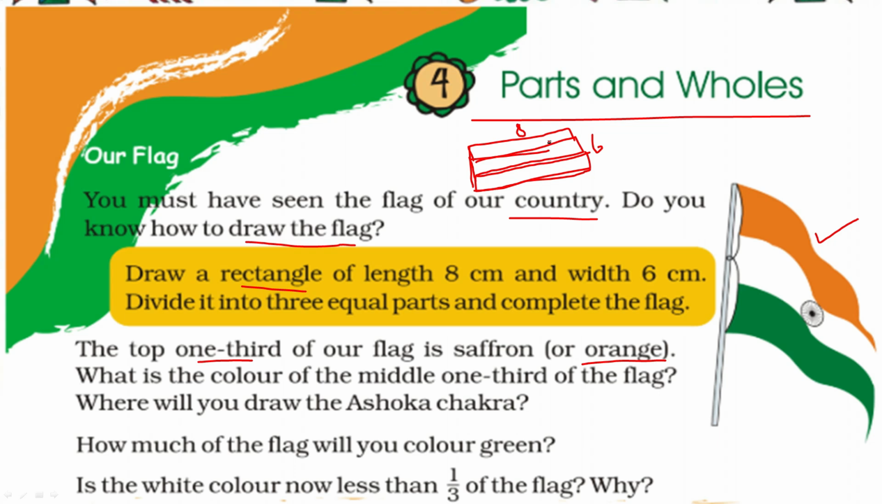The top is orange color. You can see here orange color. And what is the color of the middle 1/3 of the flag? This is 1/3, the middle of the flag. It is white in color, where you will draw the Ashoka Chakra. In the middle you can draw the Ashoka Chakra.